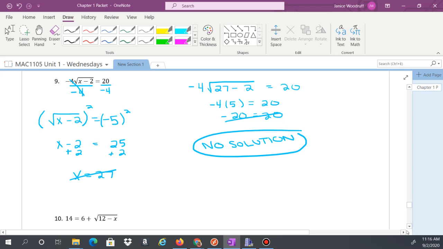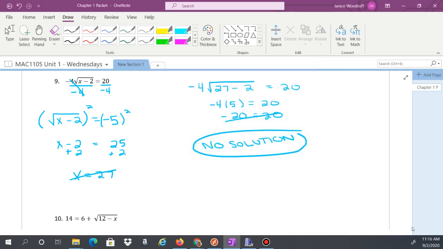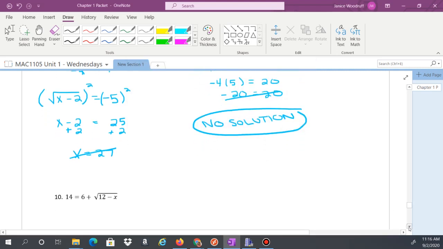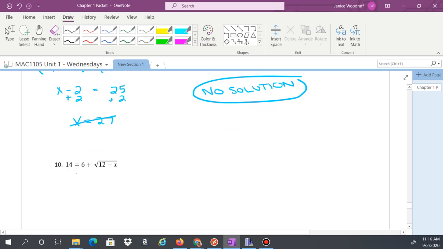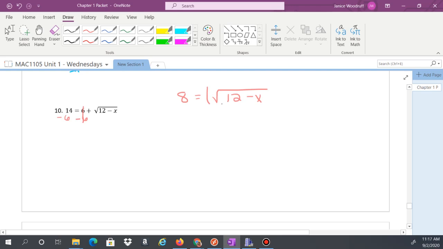Number 10, do I need to check that one? One below it? Yeah, it's got a radical. You've got to check it. So we'll start by isolating the square root. Subtract 6 from both sides. That's going to give you 8 equals square root 12 minus x. There's a positive out there, so that gives me a good shot that I'm going to have a solution for this one. I will square both sides.